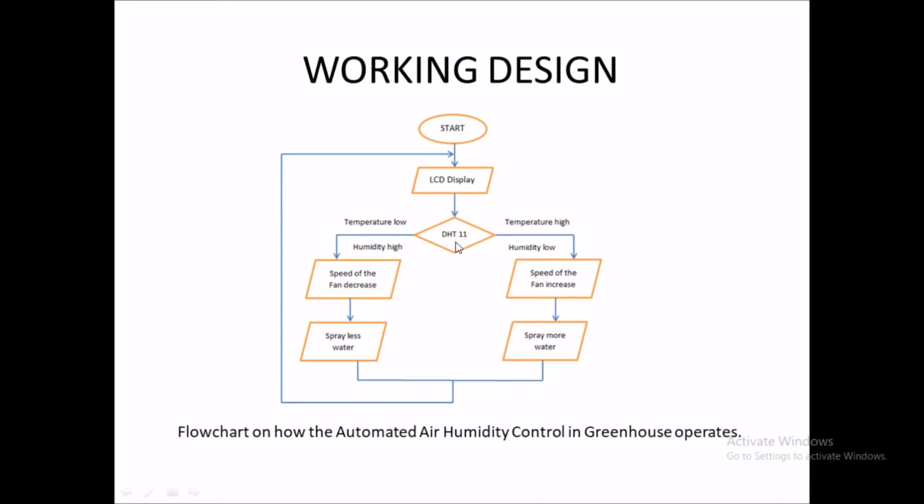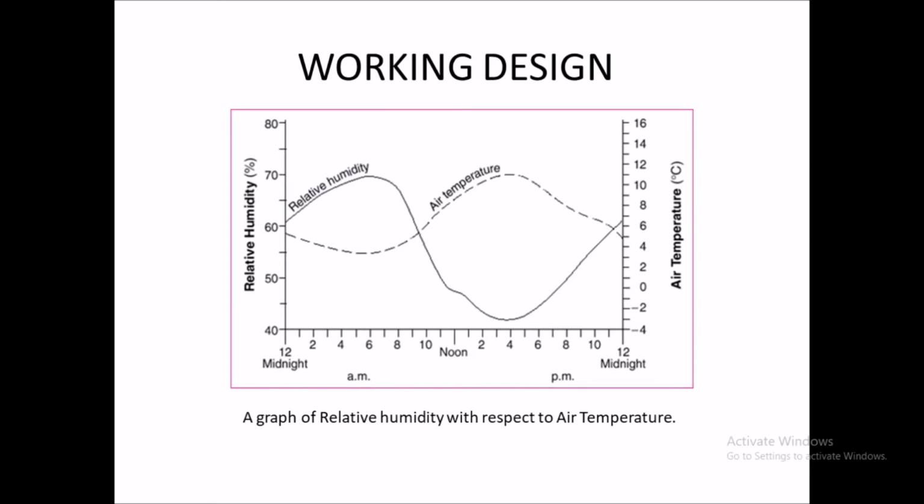Decision making needs to be done by the DHT11. Either the temperature is low and humidity high, or temperature high and humidity low. How the decision making is done by the DHT11 refers to the graph of relative humidity with respect to air temperature. When the temperature is low, the relative humidity will be high. Thus, when the temperature is high, the relative humidity will be low.